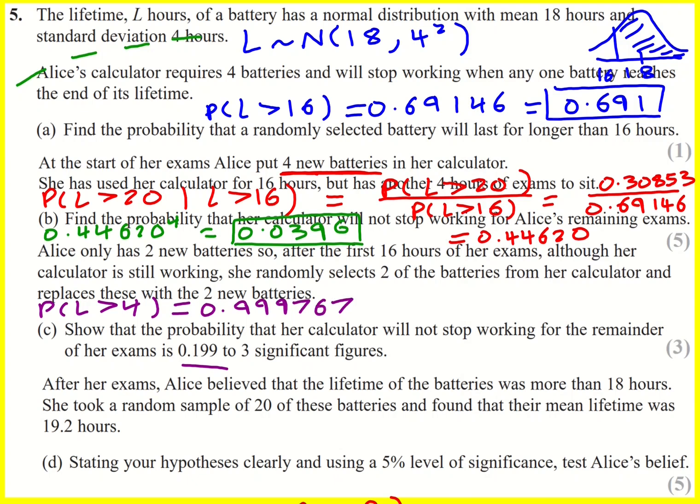So we've got two old batteries, two new batteries, and we need the whole calculator to continue to work. And therefore, it's going to be very similar to what we did above. We need the first, remember, the order's not going to matter here. Let's just look at the first new battery. The probability that it's going to last to the end of the exams is going to be 0.999767. For the second new battery, it's going to be the same. So we're going to be squaring. And then we're going to be timesing by that 0. Where's it gone?